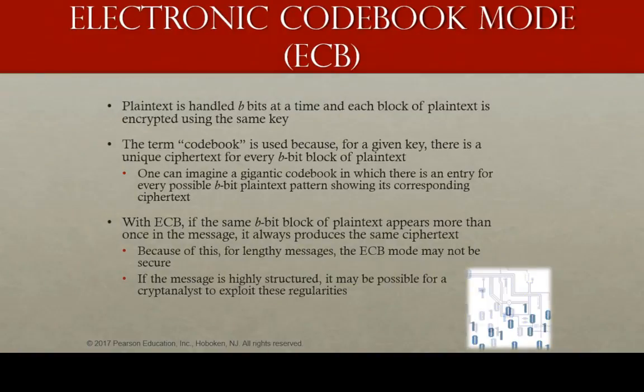Electronic Codebook Mode, ECB. The simplest way to proceed is using what is known as Electronic Codebook, ECB mode, in which plaintext is handled B bits at a time, and each block of plaintext is encrypted using the same key. The term codebook is used because for a given key, there is a unique ciphertext for every B block of plaintext. Therefore, one could imagine a gigantic codebook in which there is an entry for every possible B-bit plaintext pattern, showing its corresponding ciphertext.